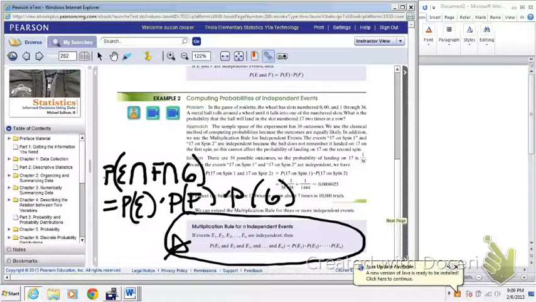What if you have 5 events that are independent? You can just multiply all 5 of those probabilities. So I really like to just think of this as an extension of the rule that we just talked about a moment ago. Okay? All right, let's take a look at the next one.